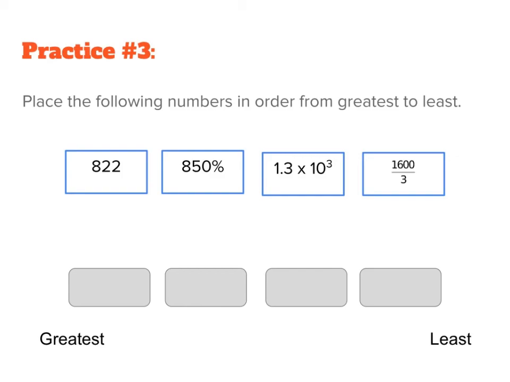Here we are at practice number 3. It says place the following numbers in order from greatest to least. So again, I want you to try this on your own. These numbers look really big, so make sure you understand that all the numbers are going to be really big when you're all done. Go ahead and pause the video now, then press play again to see if you are right.